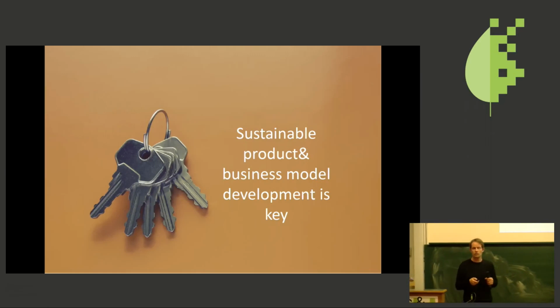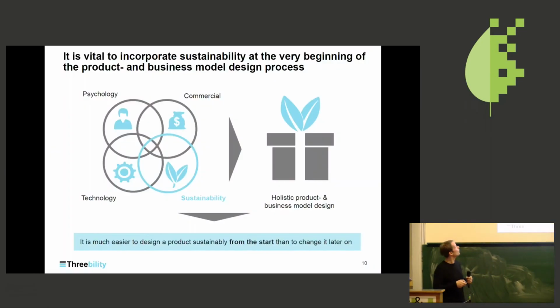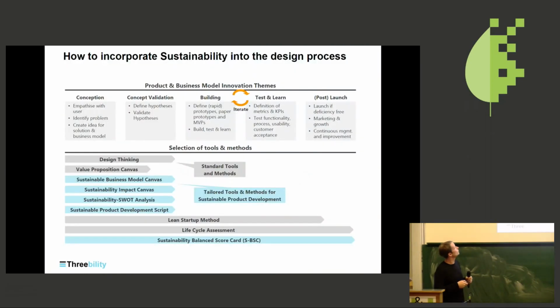So what we thought back then was that actually we would need a completely different product development process. One where, in addition to the dimensions technology, psychology, and commercial, you would include the sustainability aspect right from the beginning, where you can actually have the largest impact. And back then, I was looking at the typical product innovation process, and we developed a range of tailored methods for sustainable product and business model innovation. And today I want to speak about two in particular, the Sustainable Business Model Canvas and the Sustainability Impact Canvas.